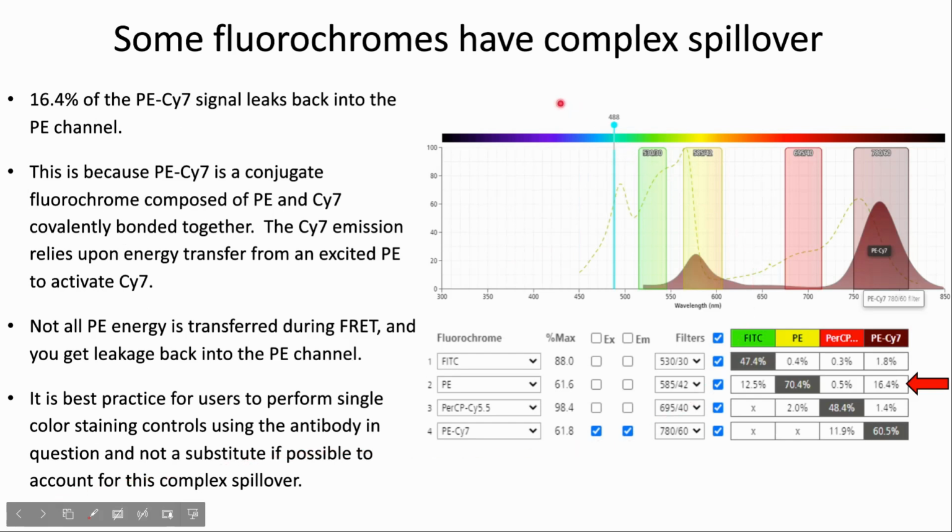Some fluorochromes have complex spillover, and this is often seen with fluorochrome conjugates. In this example, 16.4% of the possible PE Cy7 signal can potentially leak back into the PE channel. The excitation and emission of Cy7 relies upon energy from the PE molecule. However, not all of the PE energy is transferred during FRET, and therefore you get some leakage back into the PE channel. It is best practice for users to perform single color staining controls using the antibody in question and not a substitute. This is to account for possible lot-to-lot variation in the conjugation of the PE and Cy7 molecules.